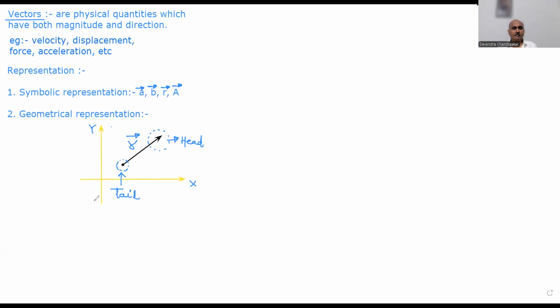So this is how it is represented in geometrical representation. But the direction of this vector can be shown from the positive x-axis in the anti-clockwise sense, or you can mention the direction also. So this is the direction of the vector, right? Angle theta is the direction of the vector, and the length of the vector is its magnitude, which is represented like this.